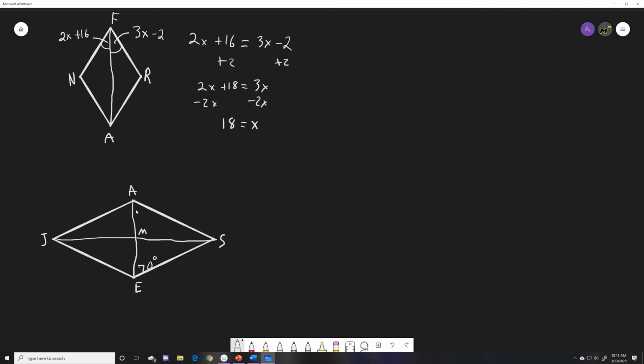Alright, so let's find angle 3, well, let's make 1 and 2 first. Let's find angle 1, angle 2, angle 3, and let's say angle 4 is right here. So we have to find the measure of all those angles.